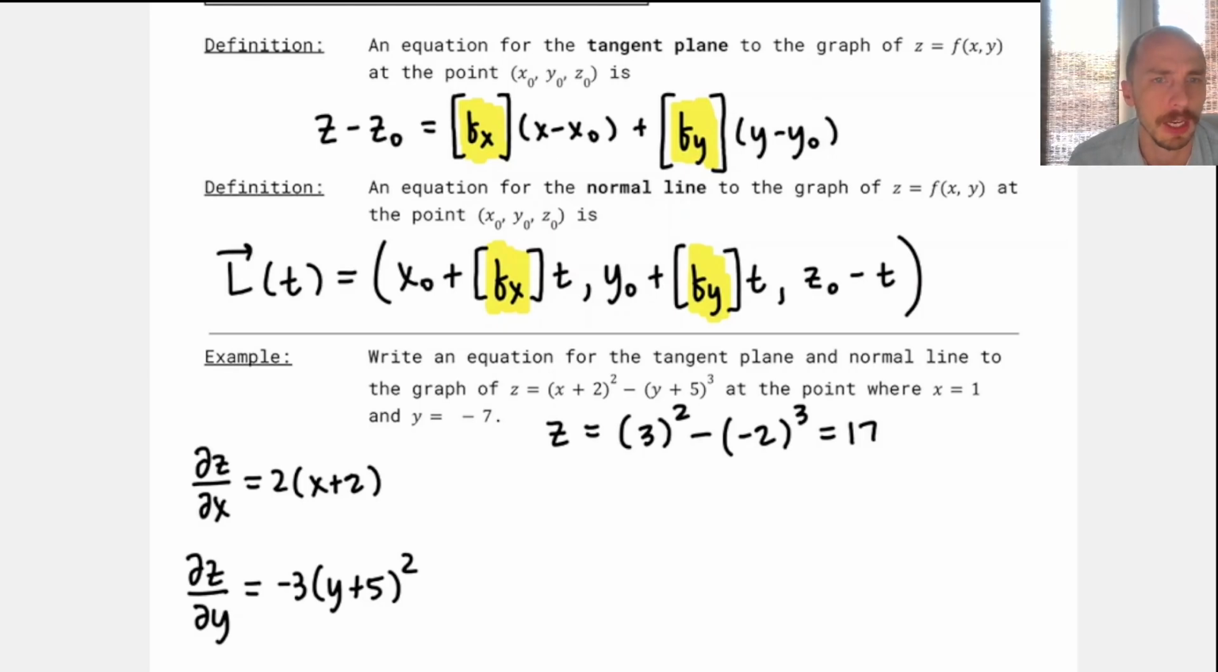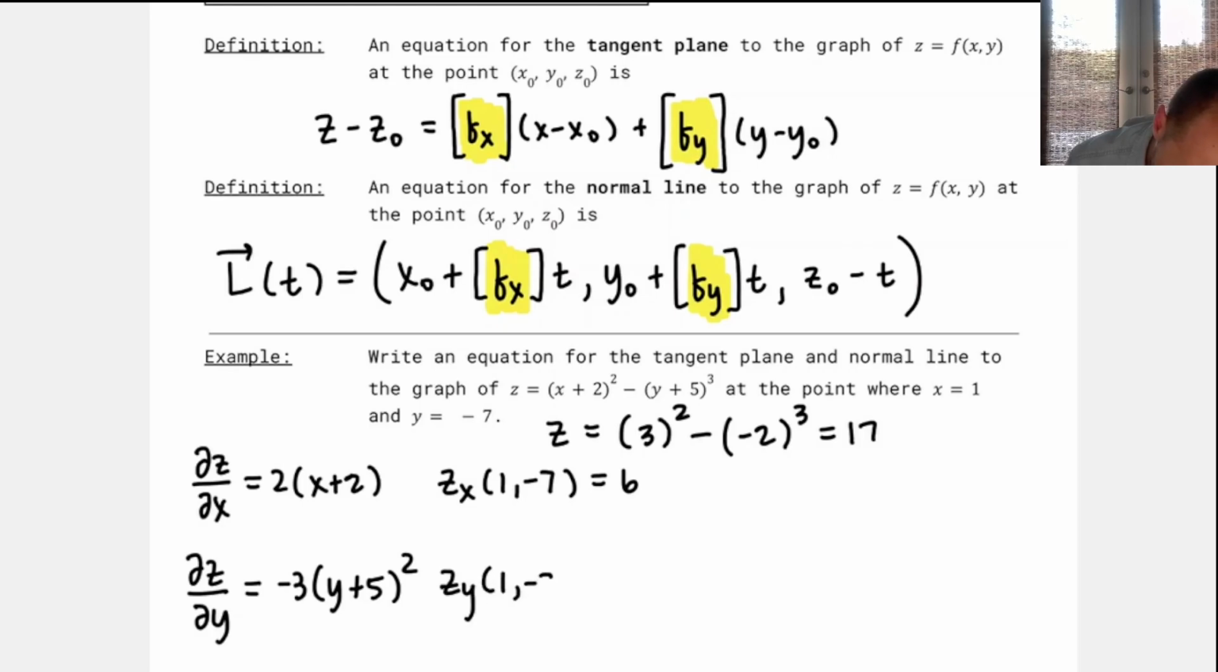But if I plug in x equals 1 and y equals negative 7, I get z_x at (1, negative 7) equaling 2 times 3, which is 6. And then z_y at (1, negative 7), when I plug in negative 7, I'll have negative 2 squared, which is positive 4, times 3 is negative 12.